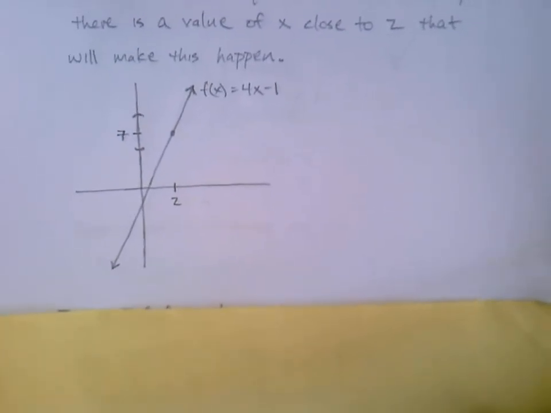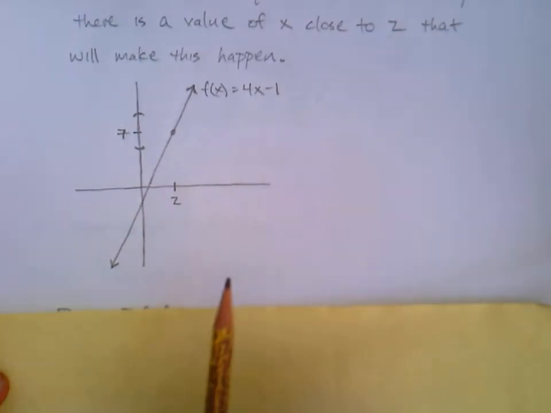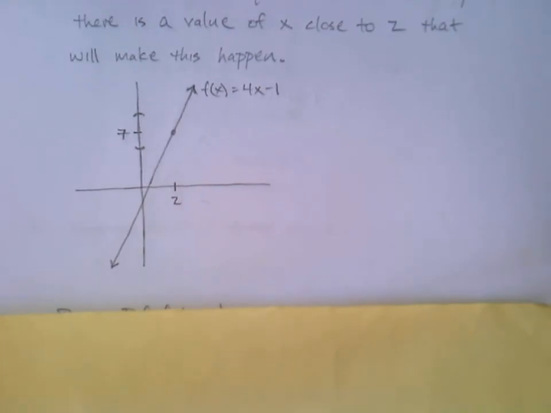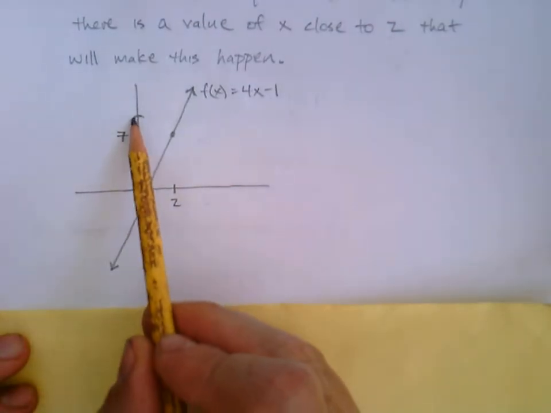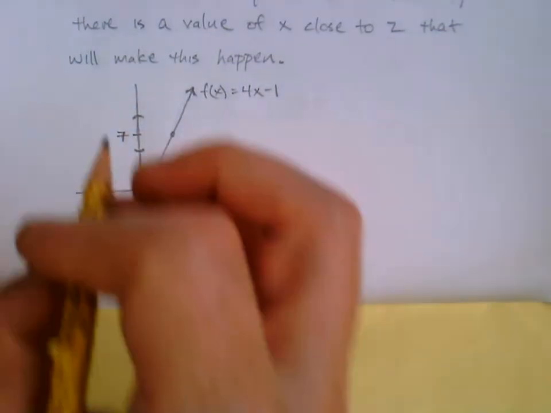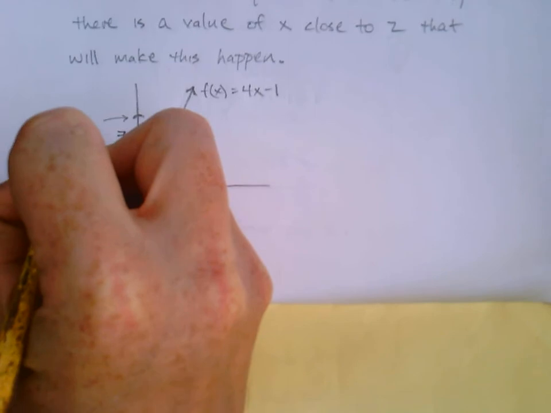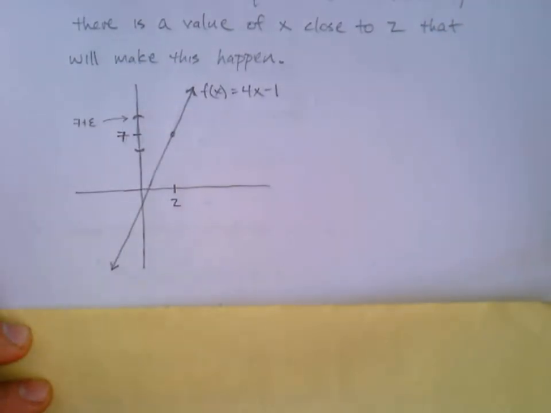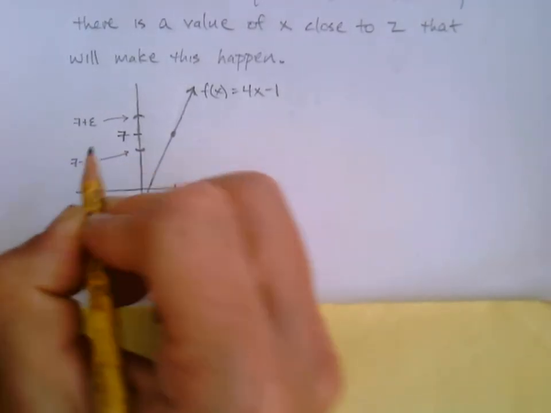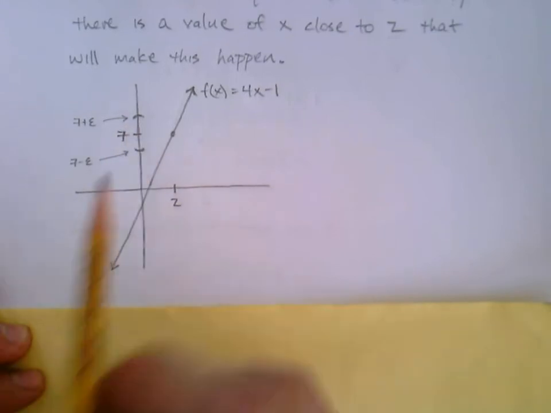Okay, so here we have graphed f of x equals 4x minus 1, and I've plotted 2 and 7. So here's what's going on. I've created this little boundary around 7. I could get a little bit bigger than 7 or a little bit less than 7. I'm going to say this is 7 plus epsilon. That little distance is epsilon, which would make this 7 minus epsilon. I could move epsilon in either direction.